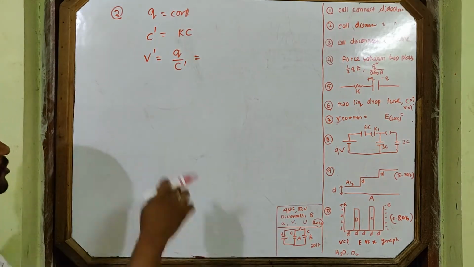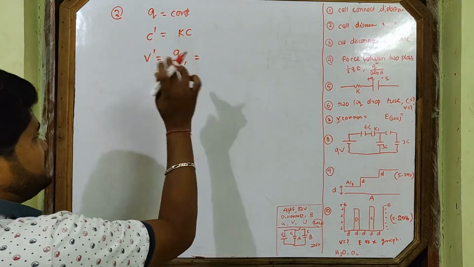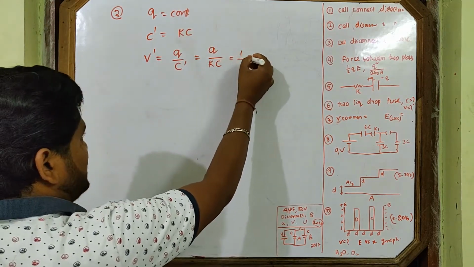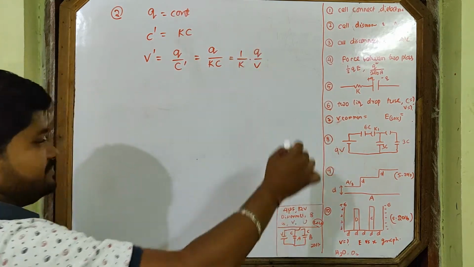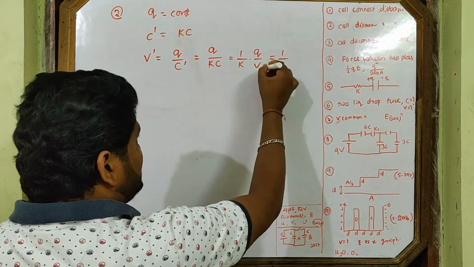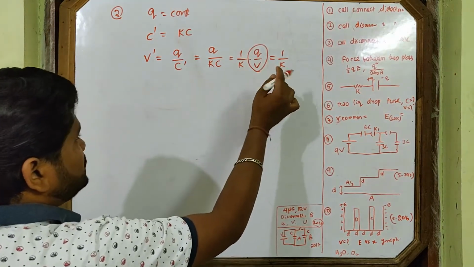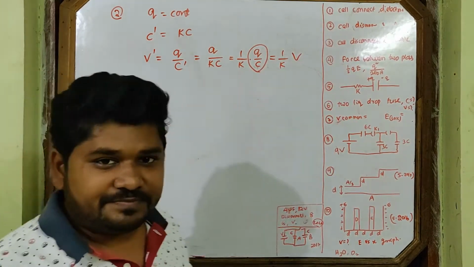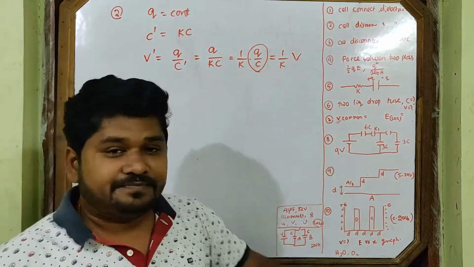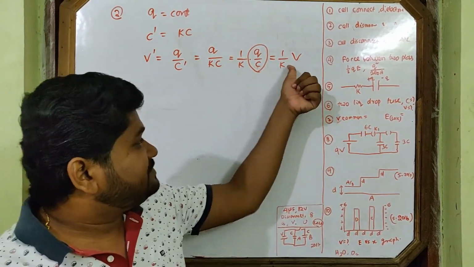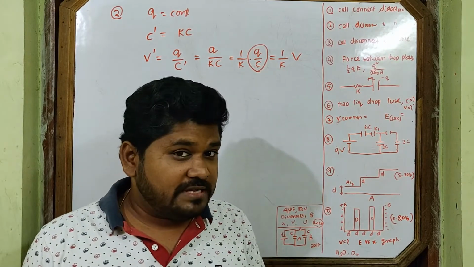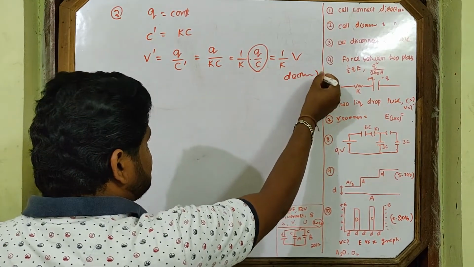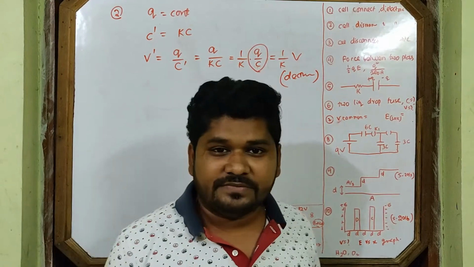Let's check. The new potential difference becomes Q by C dash, because C becomes C dash. C dash is KC. So this is 1 by K into Q by C. What is Q by C? This is the initial potential difference. So the potential difference becomes 1 by K. You know K is always greater than 1. So this potential difference decreases.